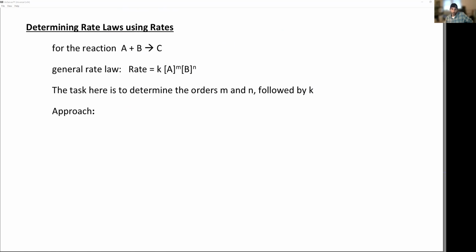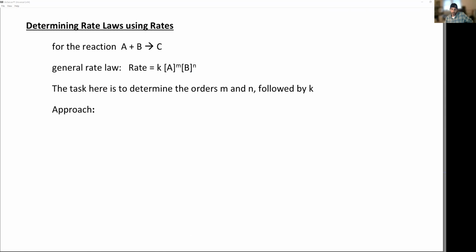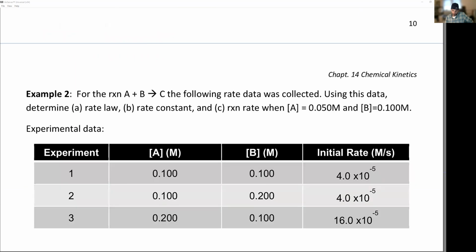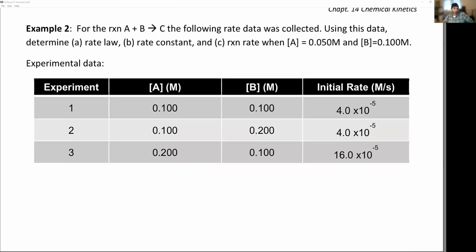So we are going to take a look at a bunch of experimental data, and our goal is to be able to find, in this case, I used M and N before, I use X and Y. So let's not worry about this. We're just going to jump into an example. What we're trying to do here is we have a generic equation. We want to solve a couple of things. We want to determine the rate law. We want to determine the rate constant and reaction rate under these special conditions.